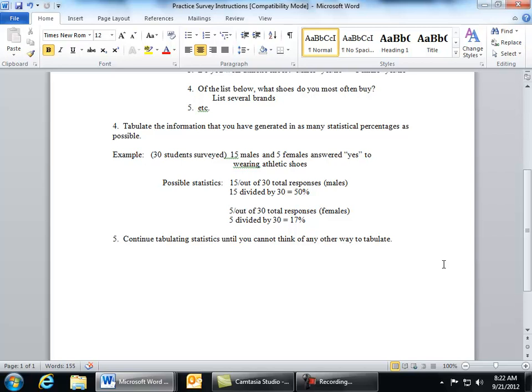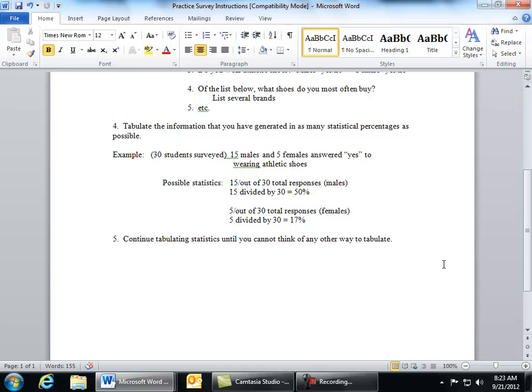When we say possible statistics, obviously if I'm looking at males over females, if I was looking at it from a marketing standpoint, who do you think I would be targeting to get athletic shoe brands to advertise to? It looks like males are a pretty dominant source right now. Of course, that's not to say females don't wear or use athletic shoes, but just from my own survey, I see 50 to 17%, and that's quite a ratio.